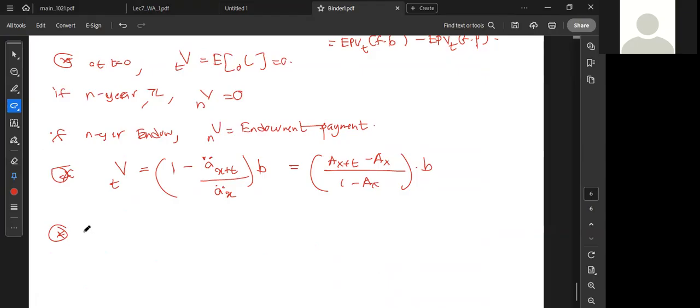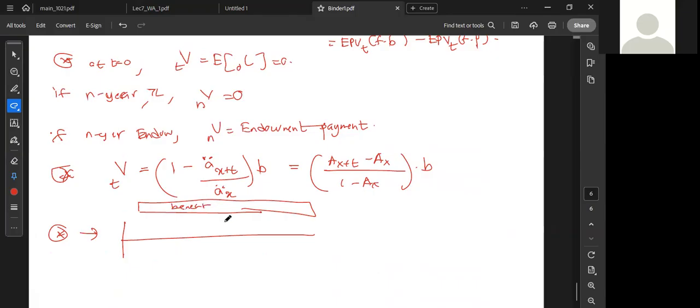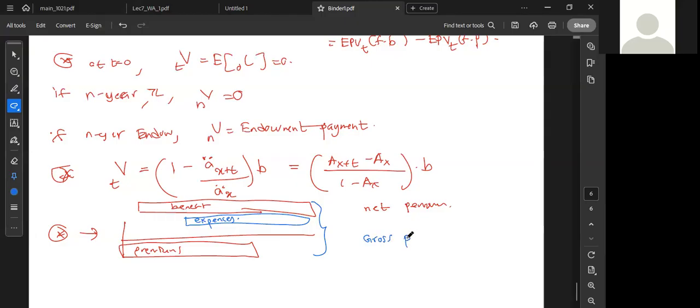And yeah, there's one more thing. If I draw this, I said all the benefits are considered and a series of premiums are considered to get the net premium. So if you incorporate expenses, then all these three will give the gross premium. So what you have to do is just define the present values and get the expected present value for expenses and incorporate it.